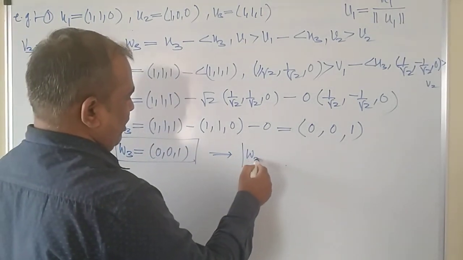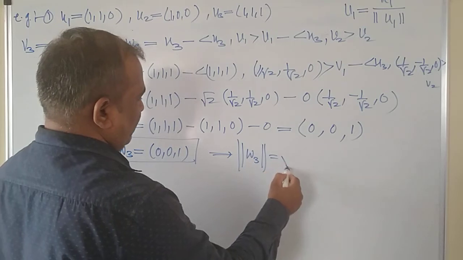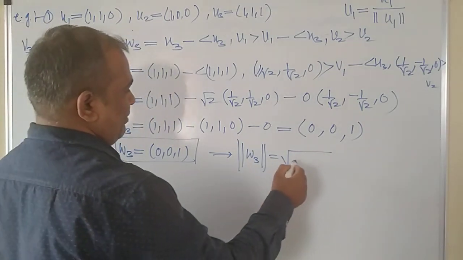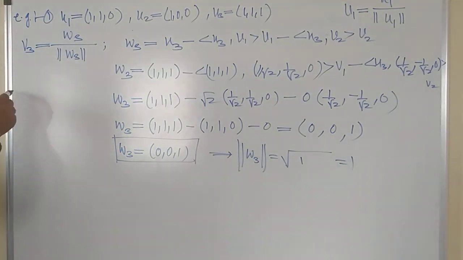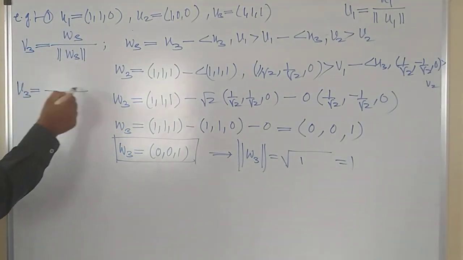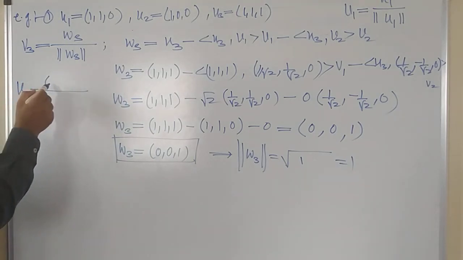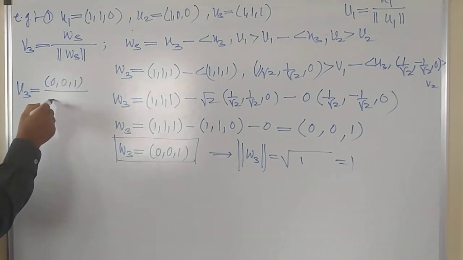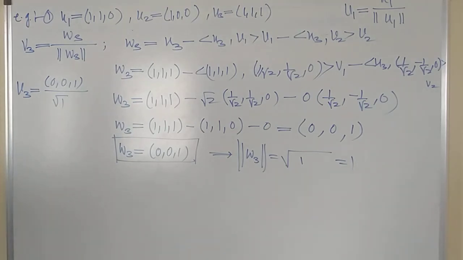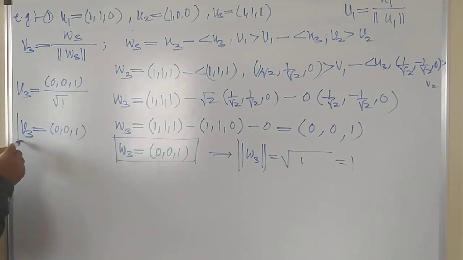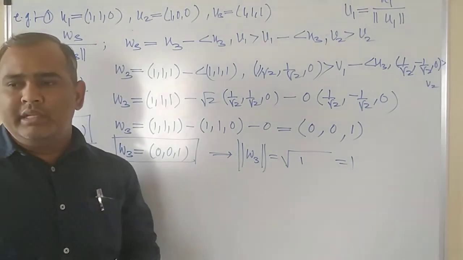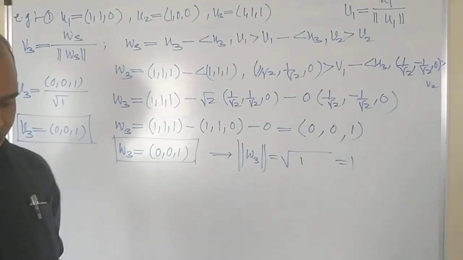Now you can calculate the norm of W3. So the norm of W3 will be equal to the square root of the squares of these components, root 1, which is equal to 1 only. And thus your V3 is W3, 0, 0 and 1, divided by root 1 or 1, right? And therefore your V3 is 0, 0 and 1. So in this way V1, V2, V3 can be calculated, which are the normalized vectors.